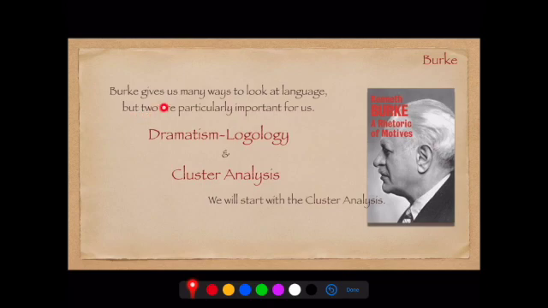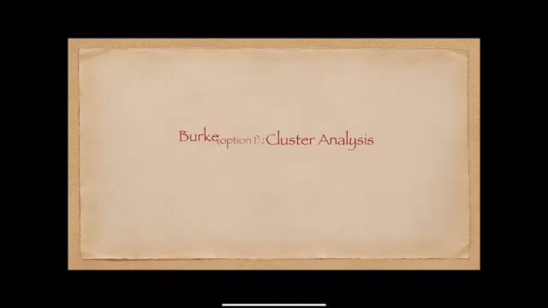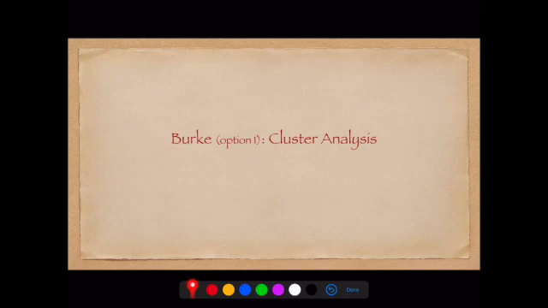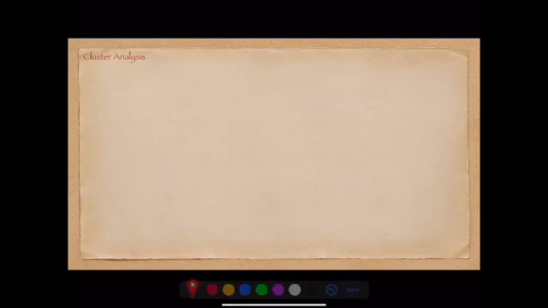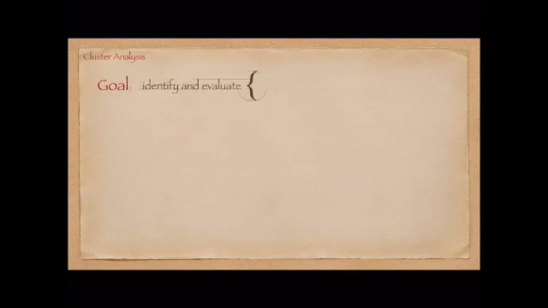We're going to spend time looking particularly at two. All right, dramatism and logology, they go together. So dramatism and logology, that's what we're going to look at. And a second analysis option that he gives us is cluster analysis. We're going to start with cluster analysis in this lesson, and then we will go back and pick up dramatism and logology in the next lesson. So, cluster analysis, and this is option 1 of Burke. Basically, in cluster analysis, we have a single goal.